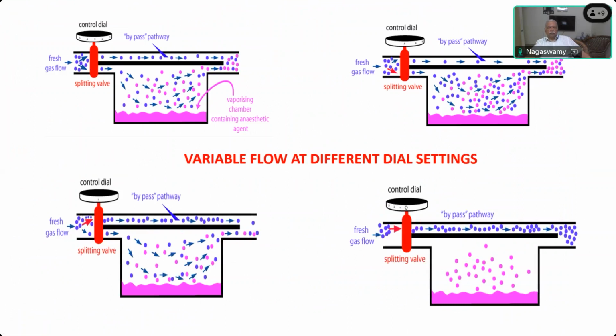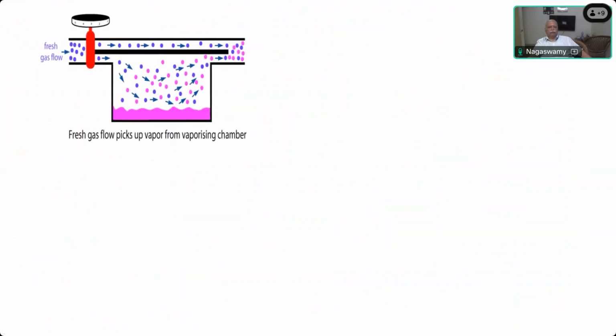So if you completely close, here you can see the dial is completely closed. So no fresh gas flow is going into the vaporizing chamber, and the entire gas going out is only the fresh gas flow without any volatile agent. So these are all the various positions which will give you an idea how the vapor dial setting is working. And these are the methods by which the vapor is picked up by the fresh gas flow.